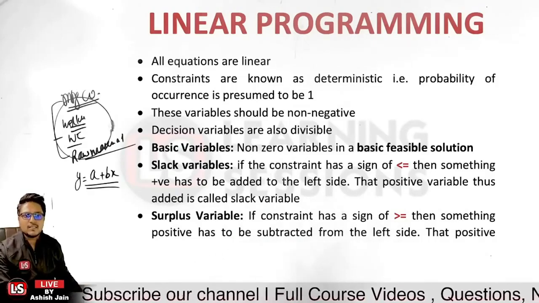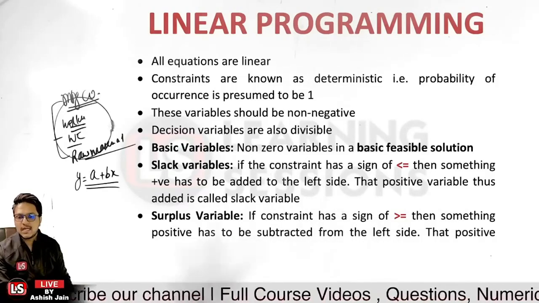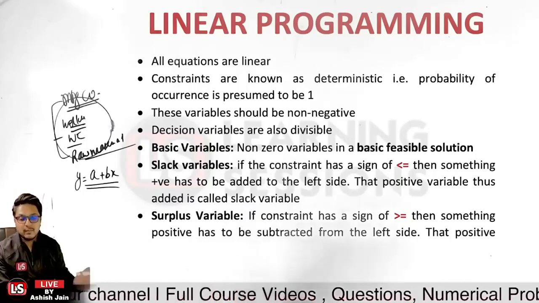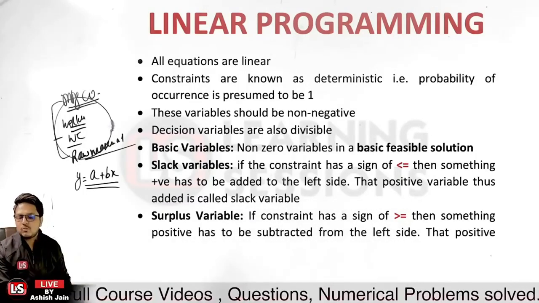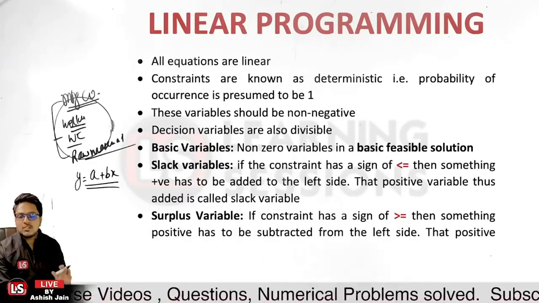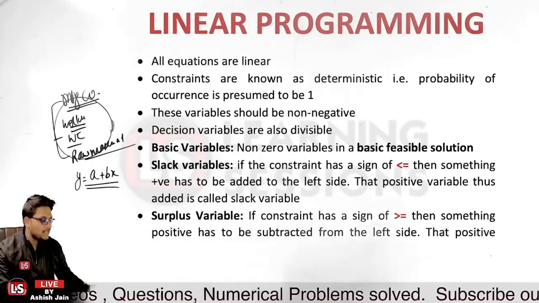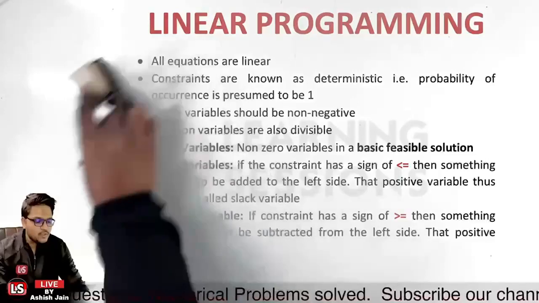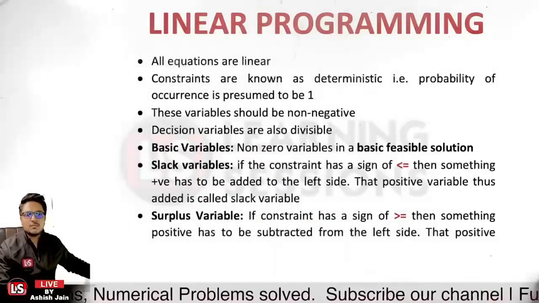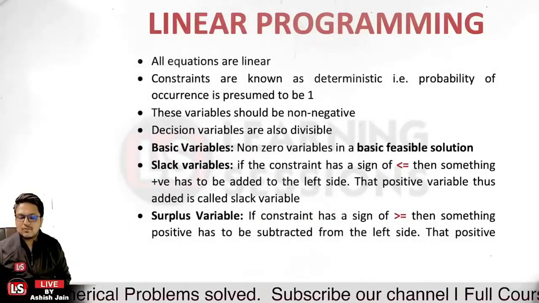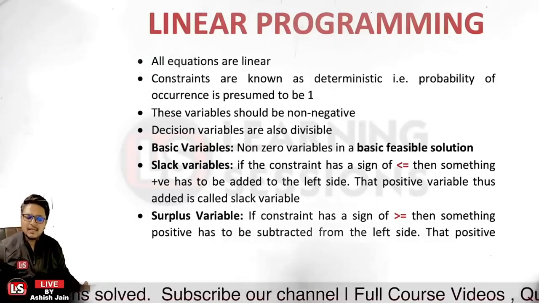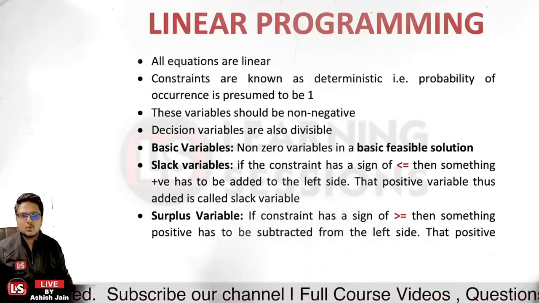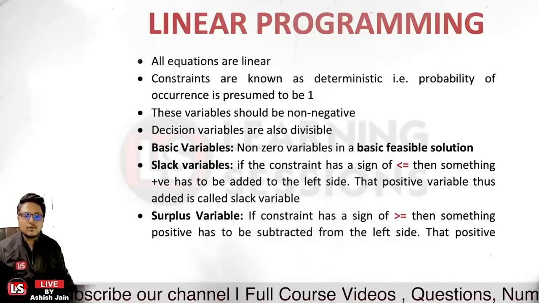Constraints are known as deterministic. The probability of occurrence is presumed to be 1. The constraints are basically known as deterministic, meaning they will definitely occur, and we presume their probability equal to 1. And all these variables in this particular case must be non-negative. Then it is related to the basic variables and slack variables. All of this we will learn thoroughly when we cover the questions related to it. You will better understand it over there.